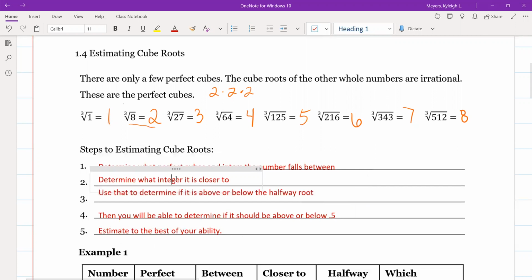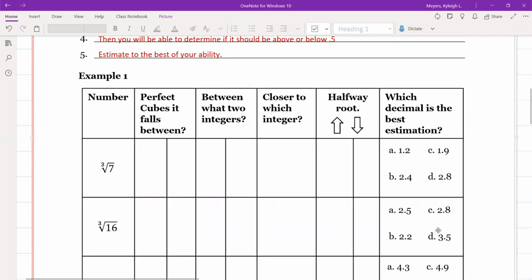So those are all of the steps. Pause here if you need to take those down, but I'm going to keep on moving, okay? Because it's the same steps as before.